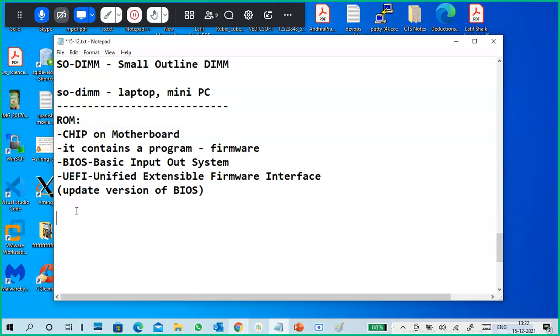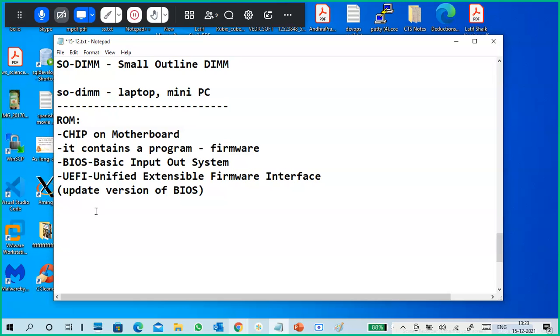Okay, so it is an updated version of BIOS, very simply said. And on the other hand, UEFI is in 64-bit and all. That we will see later. So what is this chip? It's a simple chip on your motherboard, and it contains a firmware. So the name of the firmware here is BIOS or UEFI.